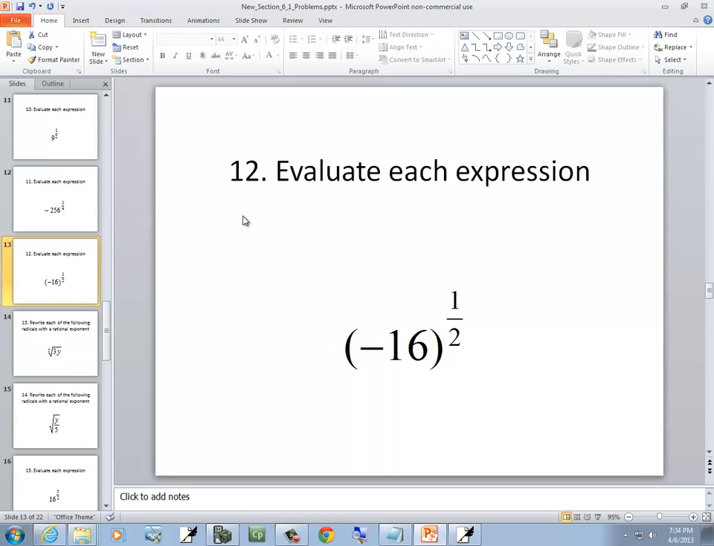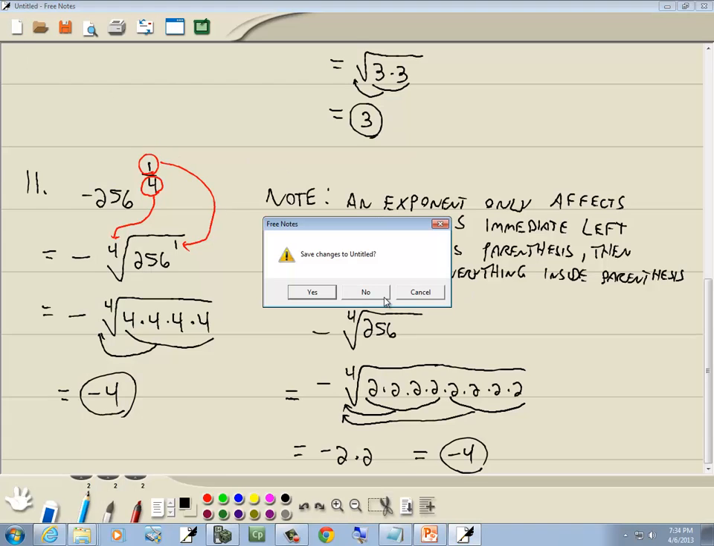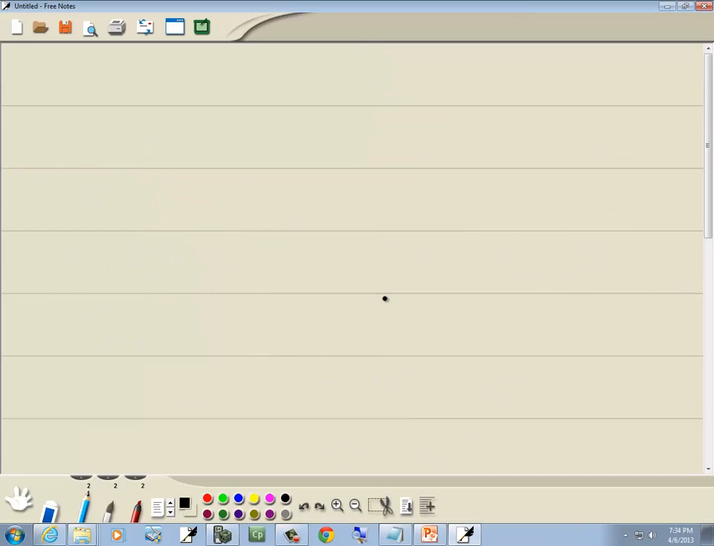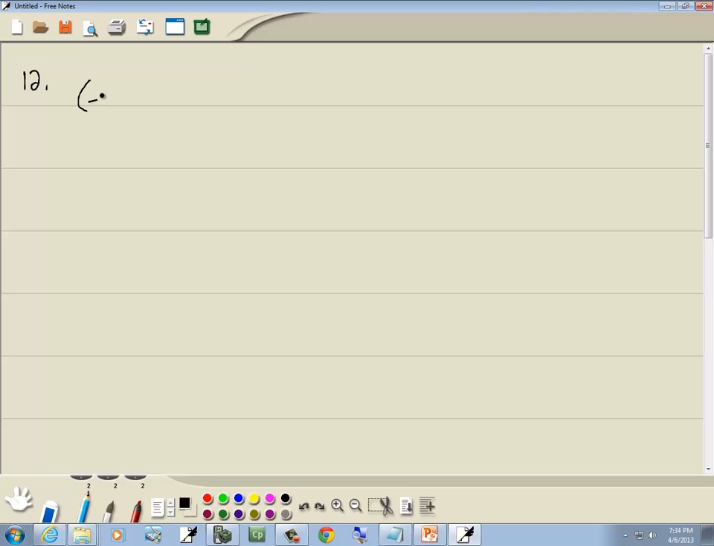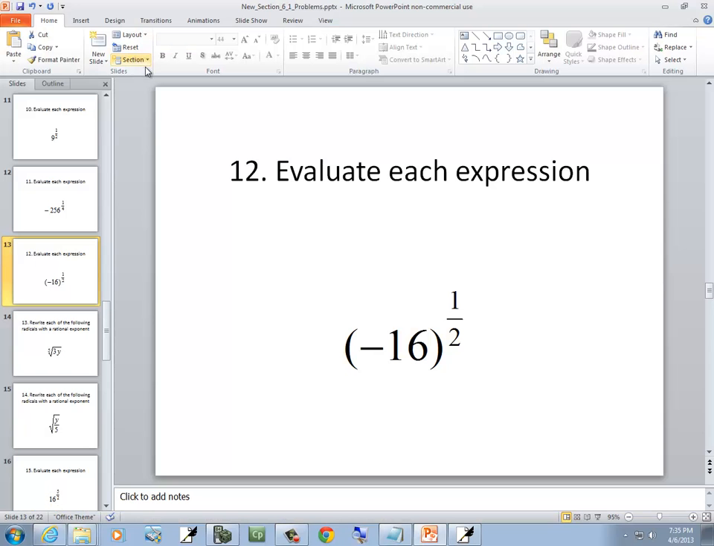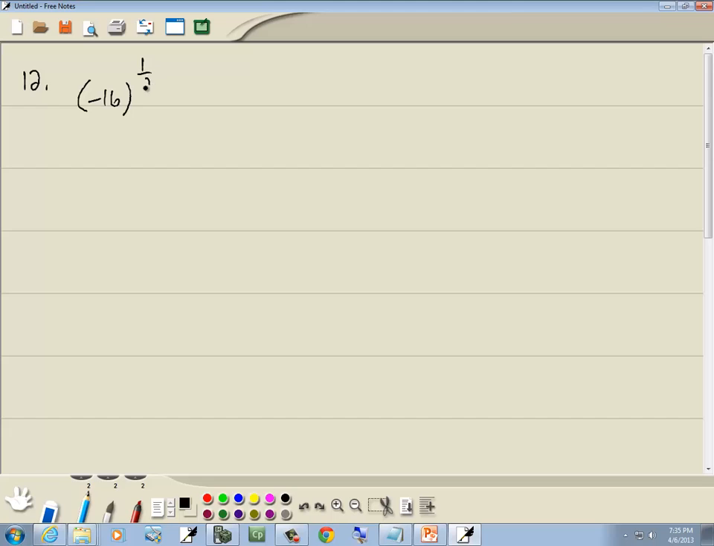Let's take a look at this next problem. And it has a note that goes along with it. By themselves, these problems are fairly simple, but there's a lot of little tricks, a lot of notes that go along with them. Now this one here. If we look at immediately to the left of our exponent, we have parentheses. So this 1/2 affects all of this. So when we put this back in a radical form, it's going to look like this.